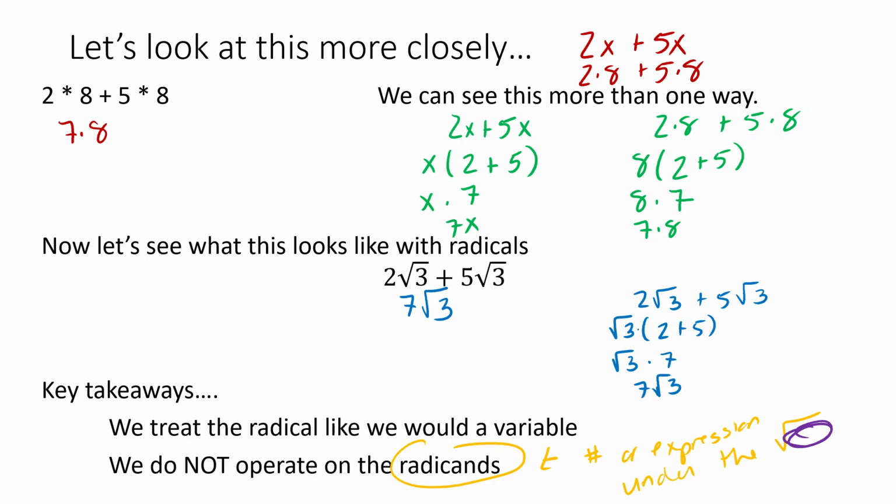You're adding 2x plus 5x and you're not operating on the x at all. But somehow, when we get to the radicals, there's this tendency to want to operate on them. Now, again, that is the key concept. So we can treat the radical like we would a variable. We do not operate on the radicands.